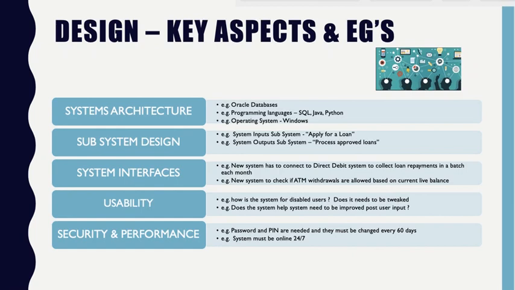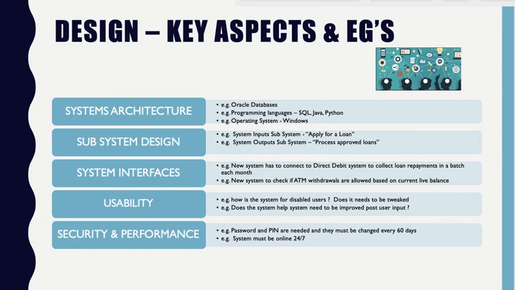The next aspect we're going to look at is system interfaces. The designer also needs to look and design how the new system will interface or connect with other systems or processes that it will depend on or need to operate with. So there's broadly 4 different types of interfaces.